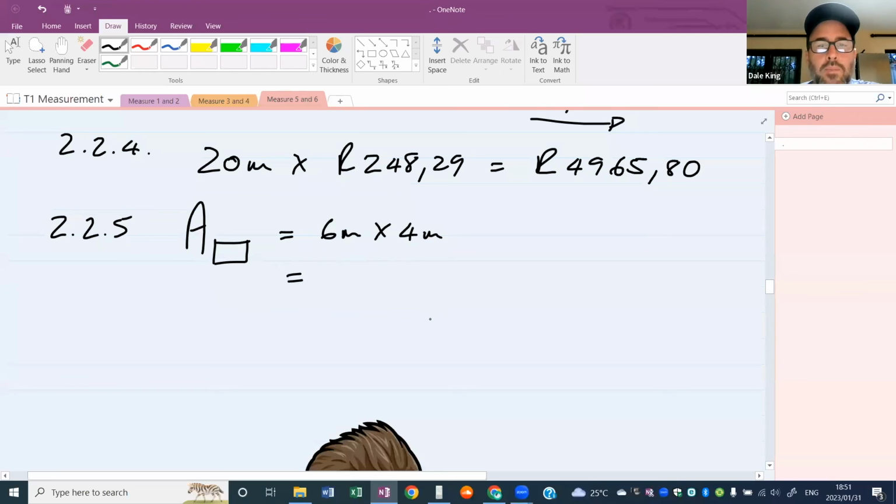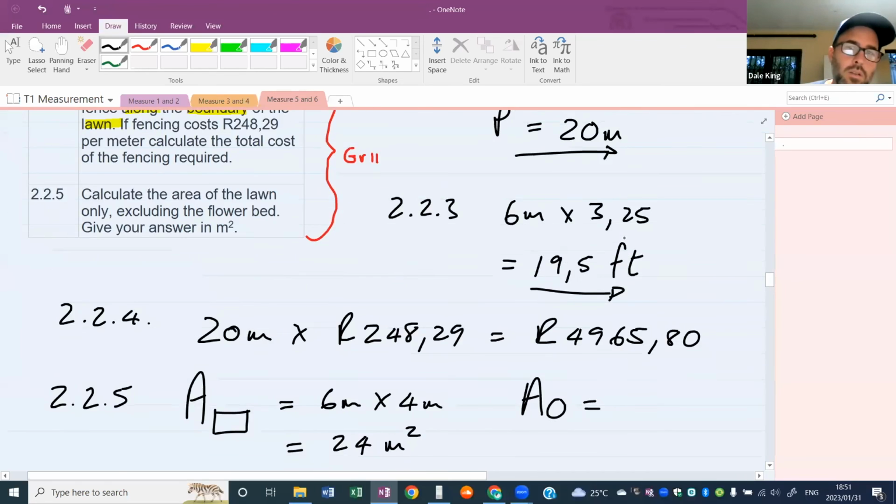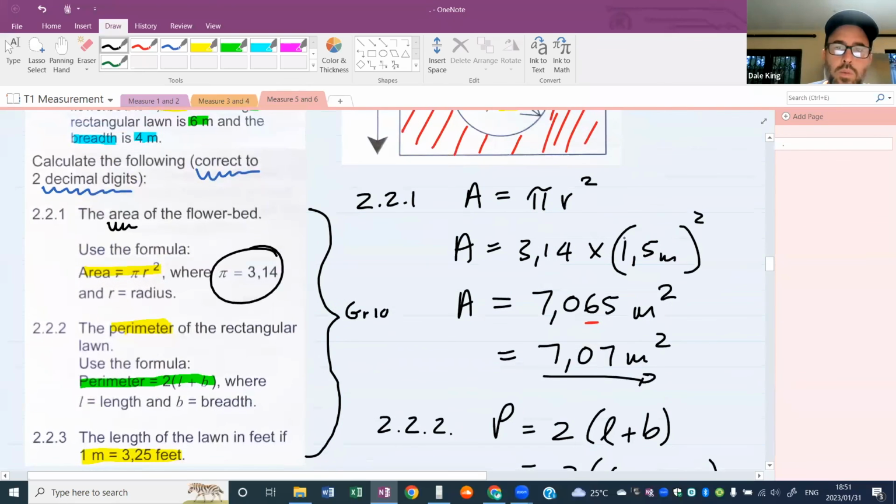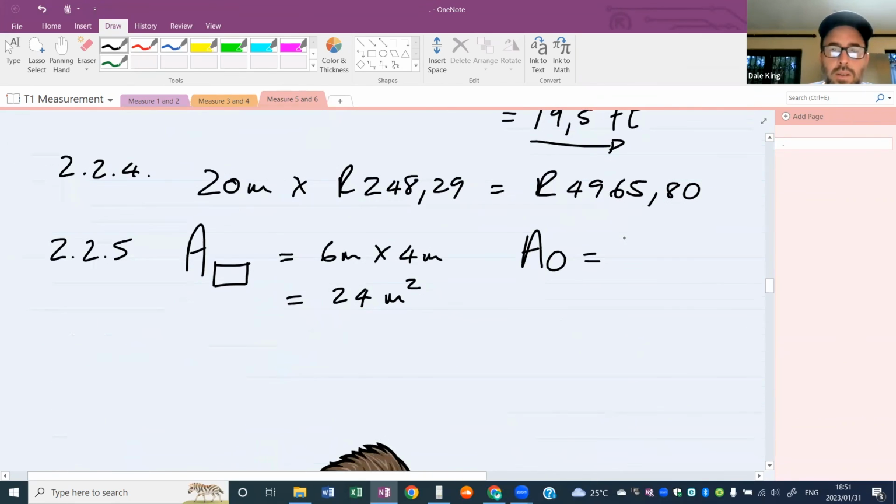And that'll give me 6 times 4, 24. And area is always in meters squared. Now the area of the circle, it just so happens, for question 2.2.1, we've done it already. It's 7,07 meters squared. So to find the area of the lawn only, you take the rectangle and you minus the circle.